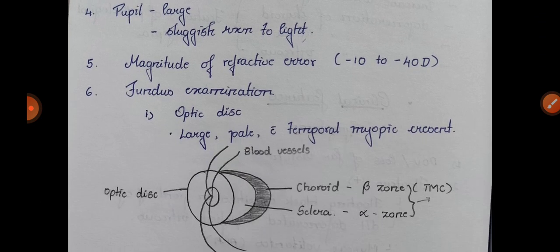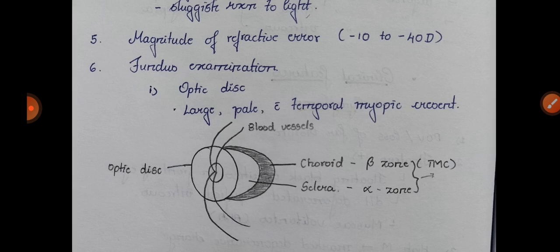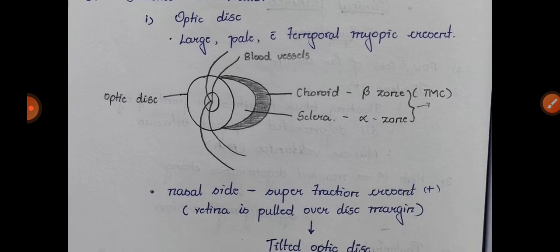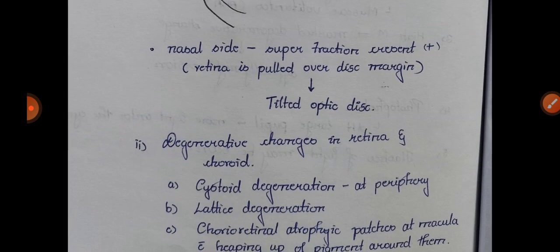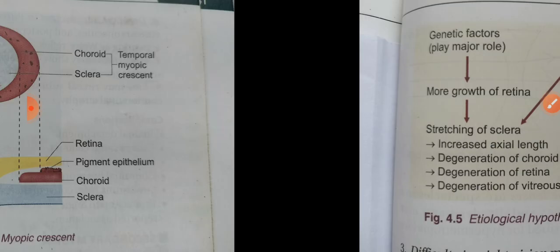Fundus examination shows the optic disc with a myopic crescent. Choroid is the beta zone, sclera is the alpha zone. I will show you what is a myopic crescent. On the nasal side it is a superior traction crescent, positive. Retina is pulled over the disc margin, tilted optic disc. This is a myopic crescent.